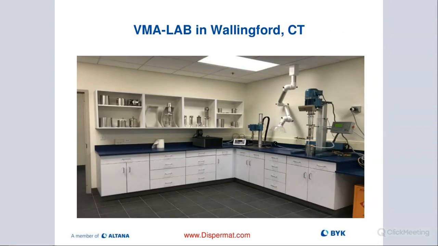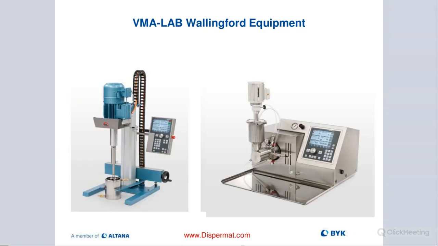We also have a nice lab in Connecticut. We have a lot more equipment in there now, so this is an older picture, but we actually brought in the new AE6 with the C technology, and we have the new SL horizontal bead mill, also with the nano kit. So we have all these different milling options and dispersing options, as well as the rotor stator available.